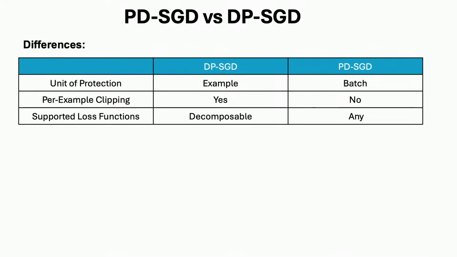We don't get all the nice properties of differential privacy. The unit of protection, when you look at the algorithm, is batch-based. In usual differential privacy, like in DP-SGD, it's example-based. We don't have clipping, which increases the utility of our results. And we support any loss function, not just decomposable ones. Decomposable means that you have to be able to express the loss function as a sum of individual gradients.